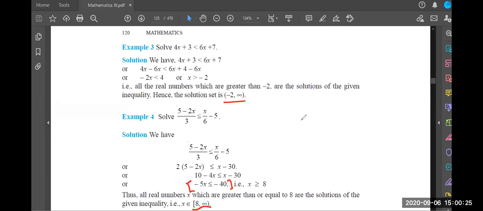See, if minus 5x is less than or equal to minus 40, then x is less than or equal to 8 is wrong, because you're multiplying this by a negative. Even if you cross multiply, didn't you get this equation? And if you take this to this side, then obviously, this is the second step. This is the obvious third step. If you take 4x to this side and minus 30 to this side, then obviously the equation will be 5x is greater than or equal to 40.